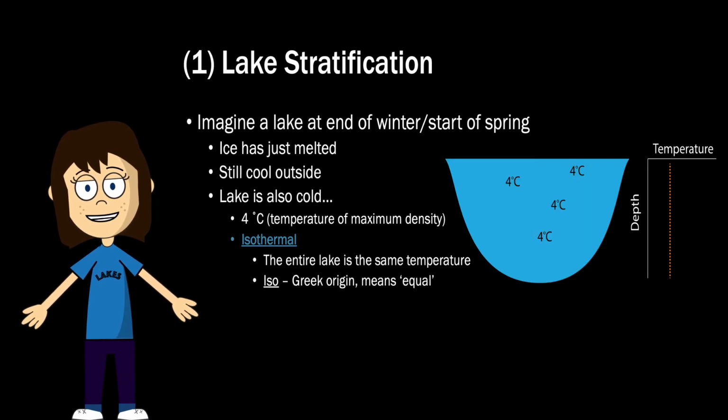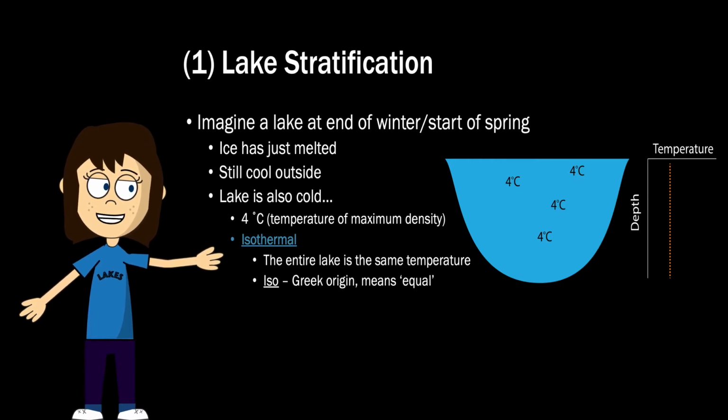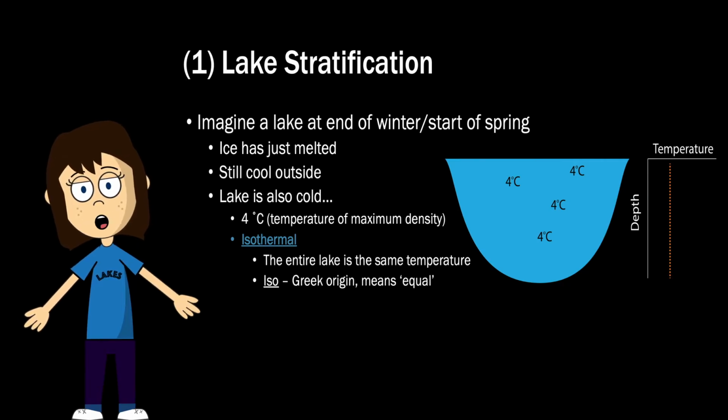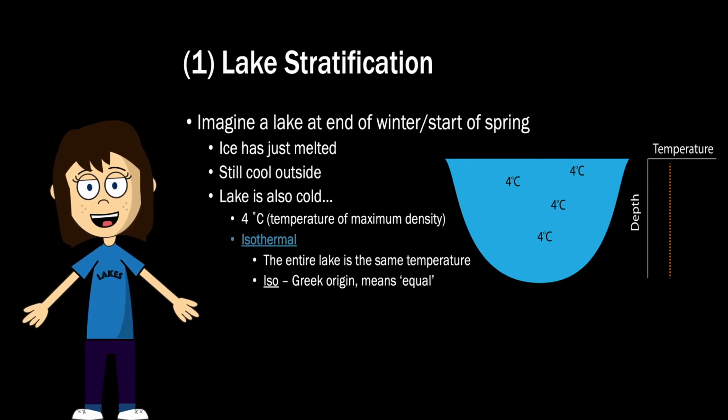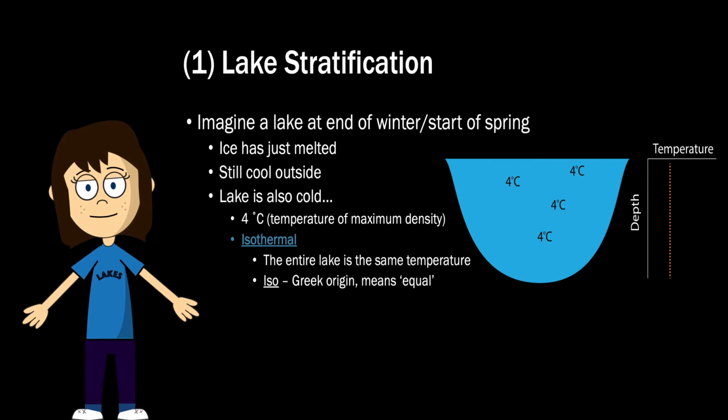Let's start by imagining a lake at the end of winter and the start of spring. The lake ice has just melted. It's still cool outside, and the lake is also cold. In fact, the lake temperature is 4 degrees Celsius throughout the entire water column. And this is the temperature of maximum density. When the entire lake is the same temperature, we call this isothermal. Iso is of Greek origin, meaning equal.